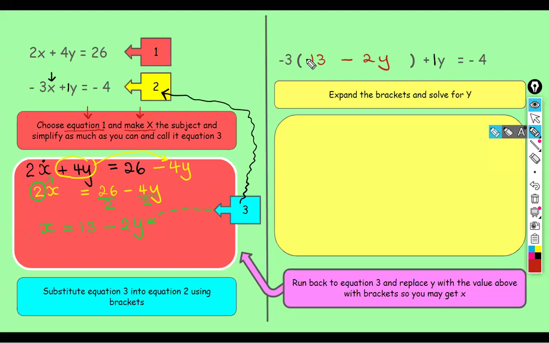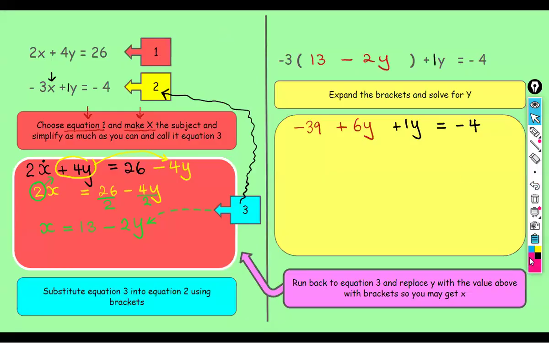Minus 3 multiplied by 13, you can check it on the calculator, is minus 39. Minus 3 multiplied by minus 2y is positive 6y. And then we write back the positive 1y is equal to minus 4. Take it from here, guys. I want you to solve for y now. Keep all the y's on one side and everyone else on the other side. So take a minute to solve for y.